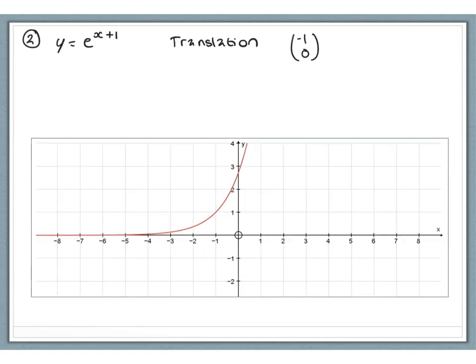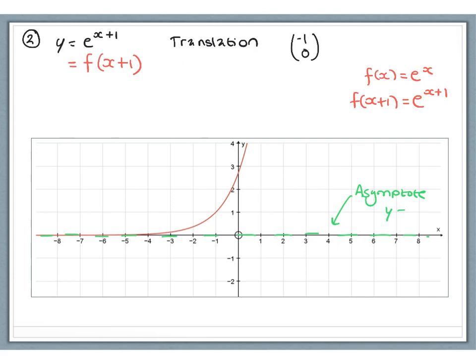So example number 2, y equals e to the x plus 1. This is a translation with a vector negative 1, 0. Again, it may help to write this as f of brackets x plus 1 because it's the x plus 1 that is in the power here. Remember, f of x is equal to e to the x, so f of x plus 1 is e to the x plus 1. Now the graph is shifting 1 unit to the left, so the asymptote doesn't move. It's a horizontal shift, so the asymptote is still the x-axis, or the line y equals 0.